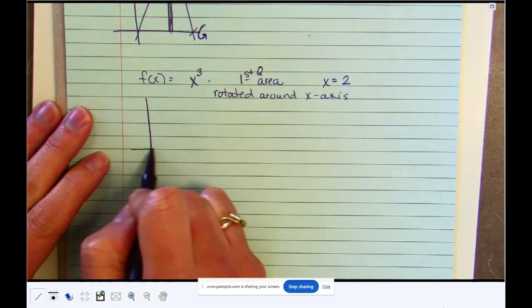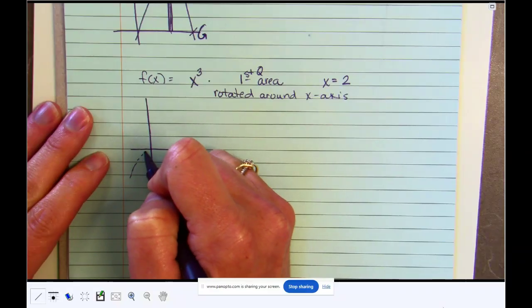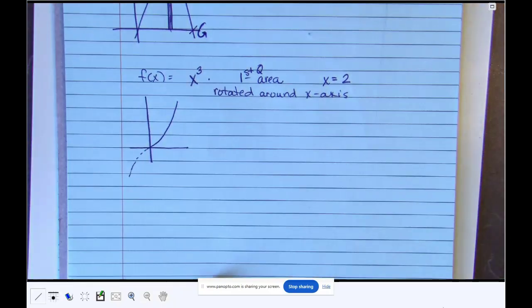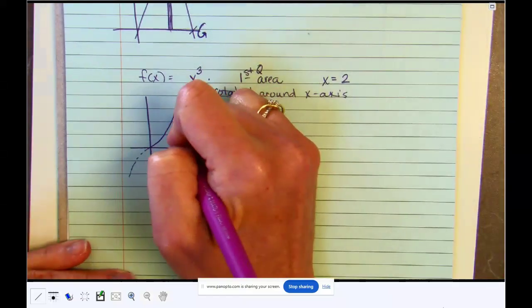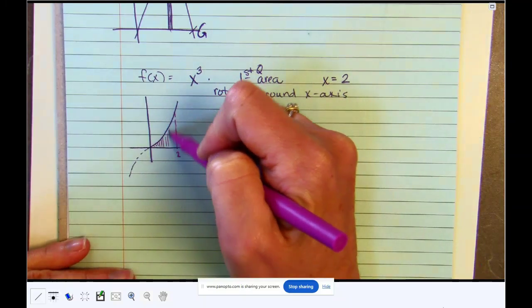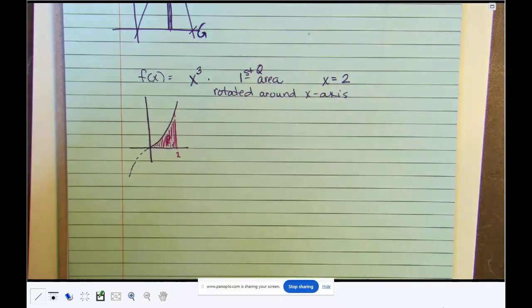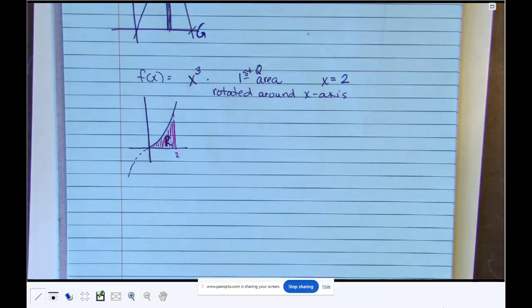Okay, so if we graph x cubed, we don't care about what happens down here, but it looks like this. So it's this. What you hear the AP test say is that this is a region. They usually say that this is region R, so we'll call it R. And they'll say, find the volume of the solid generated by rotating R around the x-axis. That's how the wording would be.